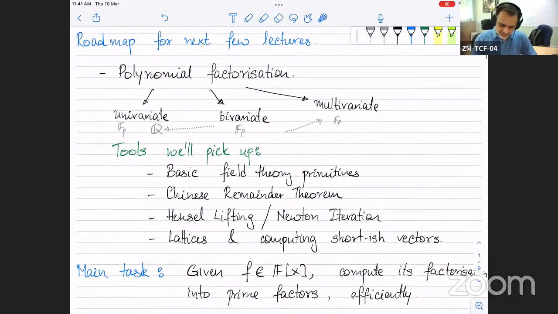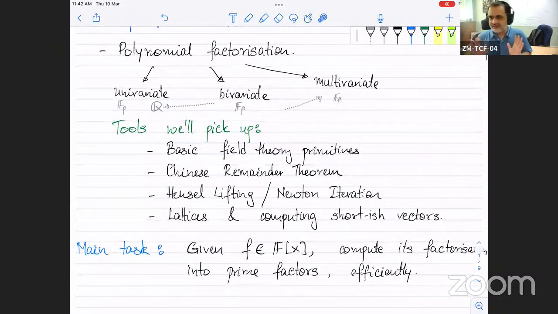So the main task for part B in some sense is going to be: I give you a polynomial over some field. At the moment it's not clear what the field is, but let's keep it open for now. The coefficients are coming from some field. I want to compute its factorization into prime factors, and I want to do this efficiently.